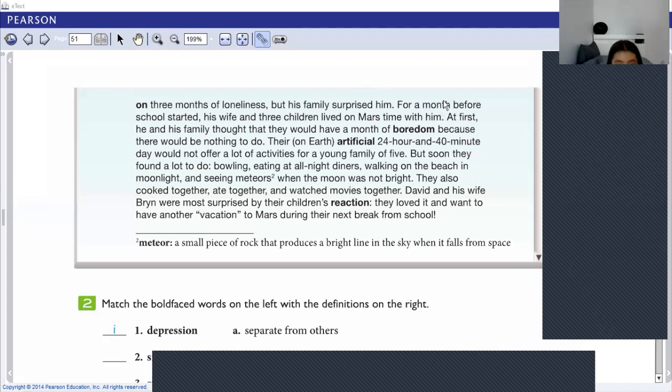At first, he and his family thought that they would have a month of boredom because there would be nothing to do. There on Earth, an artificial 24-hour and 40-minute day would not offer a lot of activities for a young family of 5. But soon they found a lot to do: bowling, eating at all-night diners, walking on the beach in moonlight, and seeing meteors when the moon was not bright.